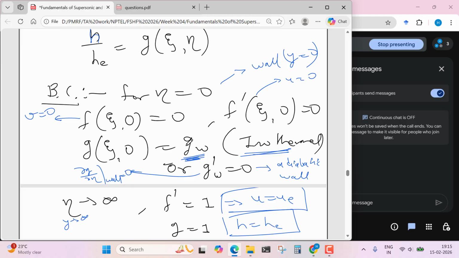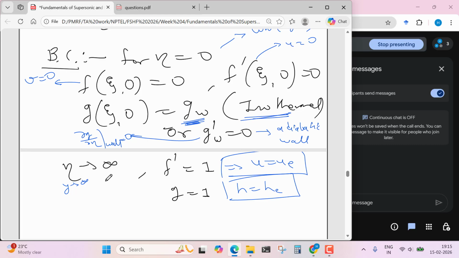So this g equal to gw is for the isothermal wall, which is corresponding to T equal to Tw. And for the adiabatic wall, the gradient of this g will be equal to 0, ∂g/∂η equal to 0, which is g'w equal to 0. And when η tends to infinity, it means y tends to infinity, f' equal to 1, which is nothing but u equal to ue, and g equal to 1, which is nothing but h equal to he.